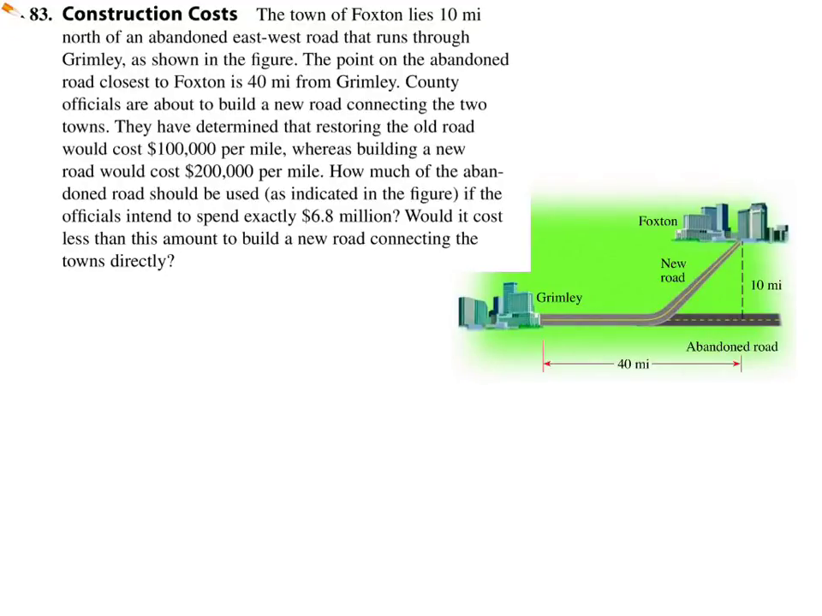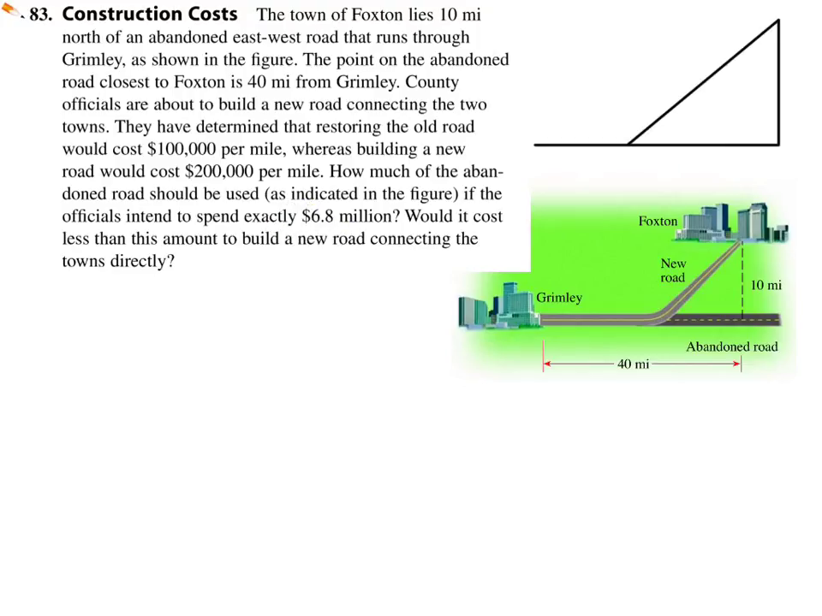This is Pre-Calculus, Chapter 1, Section 6, problem number 83. In this problem, we're trying to figure out how much of this abandoned road we're going to use if we're going to try to pave from this town using part of the abandoned road and building a new road. We want the total cost of all of this to be $6.8 million.